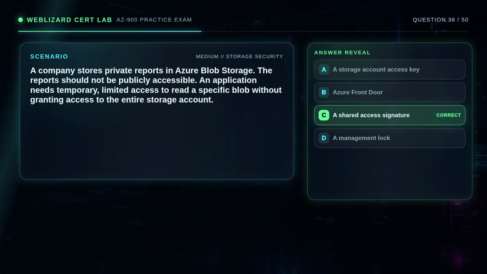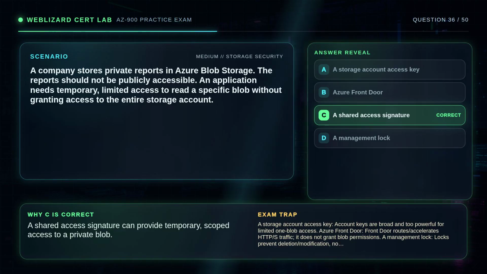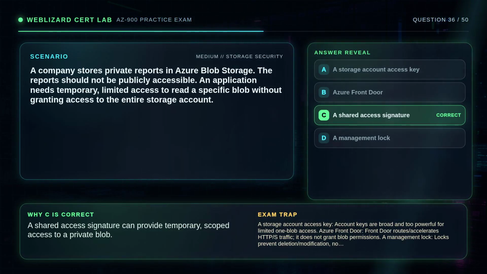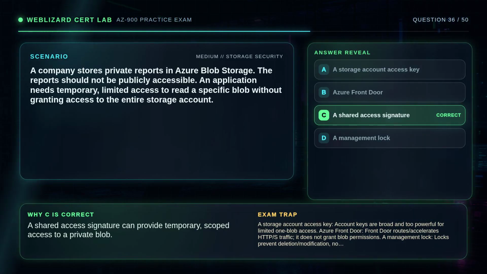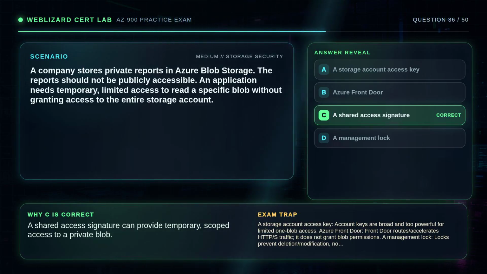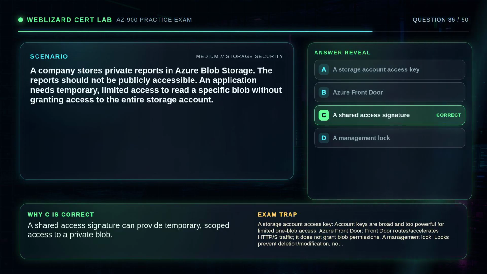The correct answer is C. A shared access signature. A shared access signature can provide temporary, scoped access to a private blob. A storage account access key. Account keys are broad and too powerful for limited one-blob access. Azure Front Door. Front Door routes and accelerates HTTPS traffic. It does not grant blob permissions. A management lock. Locks prevent deletion and modification, not temporary data access. The exam clue is grant temporary scoped access to a private blob without exposing the whole storage account.